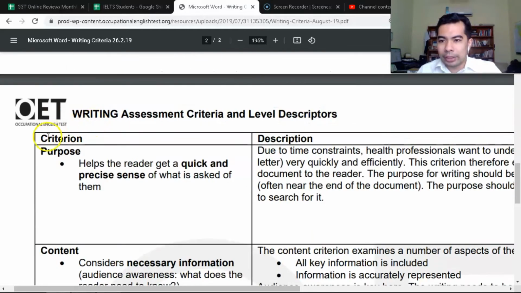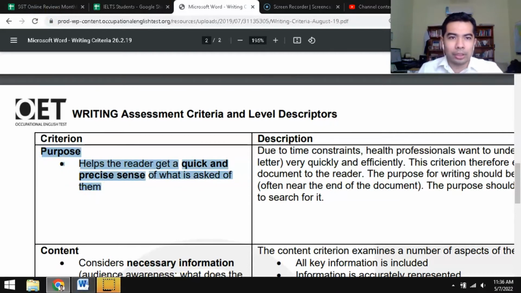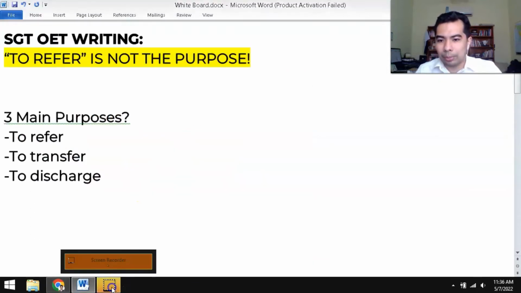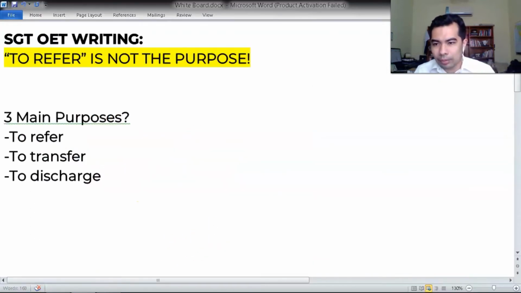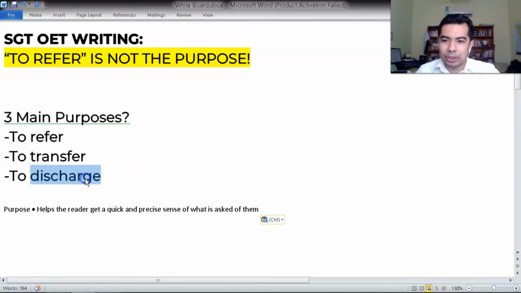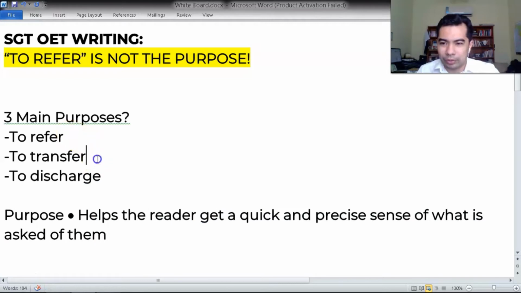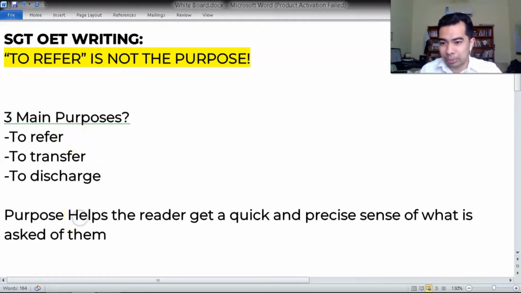It says here for the criterion of purpose, the definition they have of purpose is that it should help the reader, the receiver, the person you are writing to, get a quick and precise sense of what is asked of them. So I'm going to copy paste this definition by the occupationalenglishtest.org, and we're going to place that here and see if it makes sense if we're going to use the following, to refer or to transfer, as a definition for purpose.